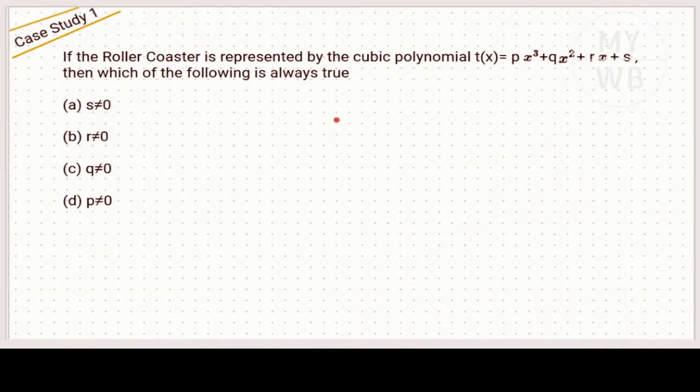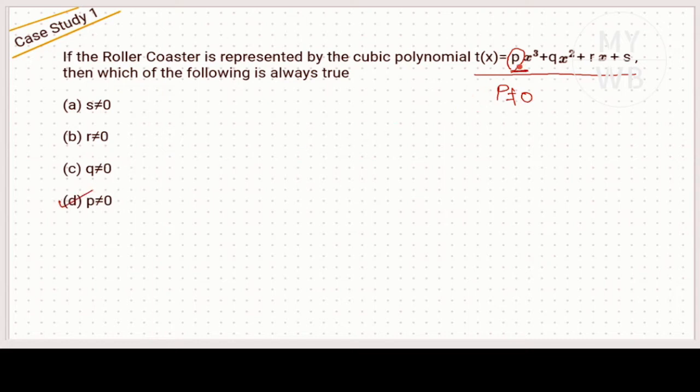If the roller coaster is represented by the cubic polynomial p of x equal to px cube plus qx square plus rx plus s, then which of the following is always true? So for p of x to be a cubic polynomial, this term px cube should be not equal to 0. So the coefficient of the x cube term, that is p, should not be equal to 0. So the correct answer is option D.